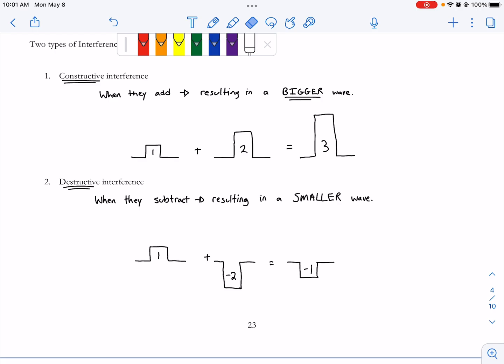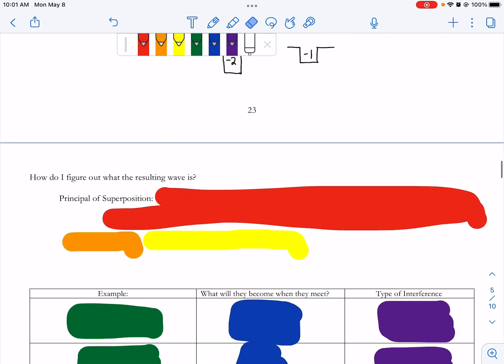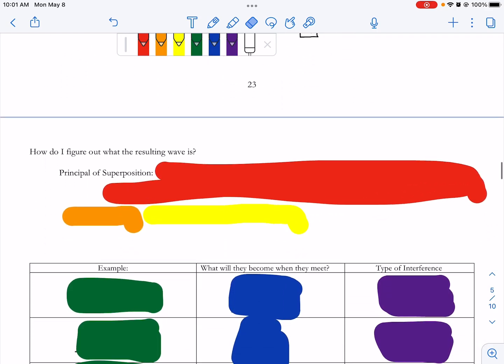So this might help you think about why it might be louder or brighter or dimmer or darker or softer when you have constructive or destructive interference. This idea here, where we're just adding the waves or subtracting the waves to see what the resulting wave is, is actually called the principle of superposition.